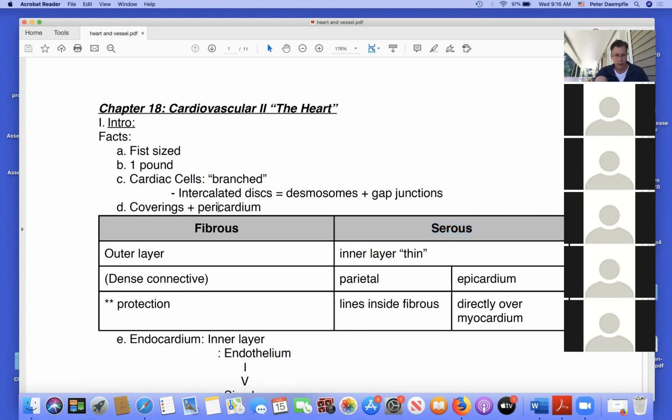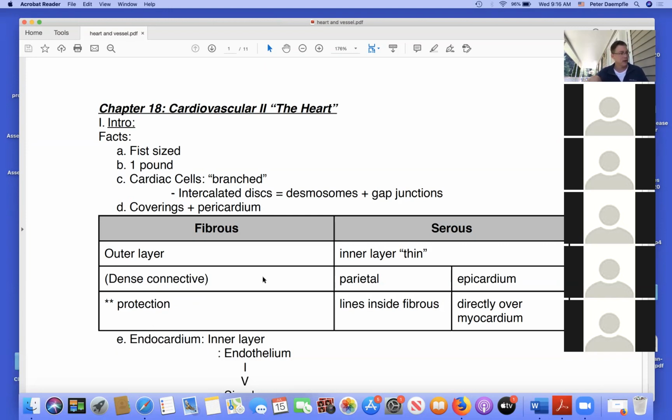The prefix peri in Greek means a surrounding, so whatever surrounds the heart is the pericardium. The outer layer of the pericardium is fibrous, in other words, a lot of fibers made of dense connective tissue, and that is mainly for protection. The outer layer looks almost like saran wrap. If you look at the video that I sent, it's a saran wrap of the heart.